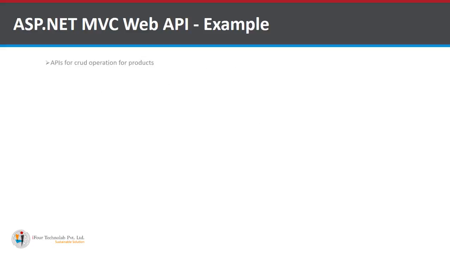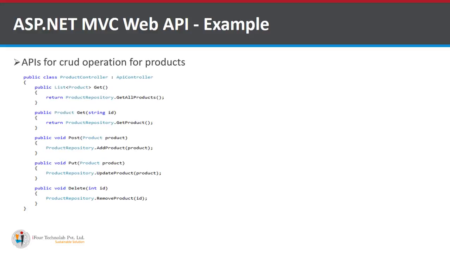ASP.NET Web API example. Here you can see the product controller has methods: Get for getting all products, Get by ID, that is GetProduct, Post for adding a product, Put for updating a product and Delete for removing a product. Inside each you can see there is a repository, productRepository.GetAllProducts, productRepository.GetProduct. So in the ProductRepository class there are methods GetAllProducts, GetProduct, AddProduct, UpdateProduct and RemoveProduct.